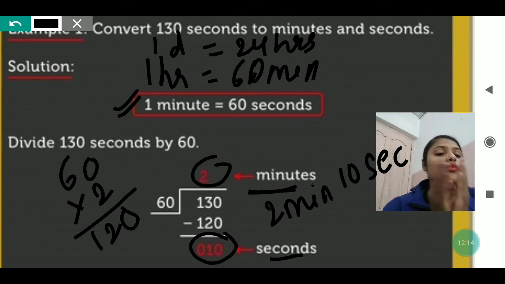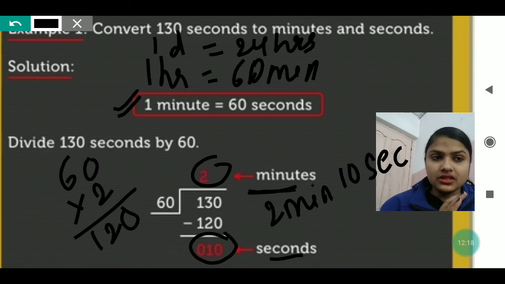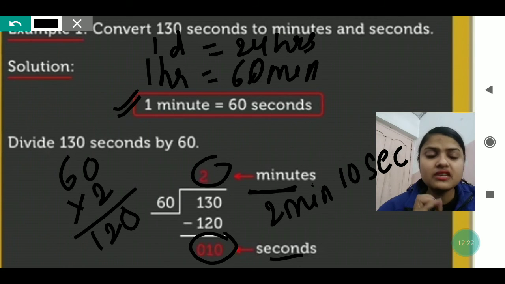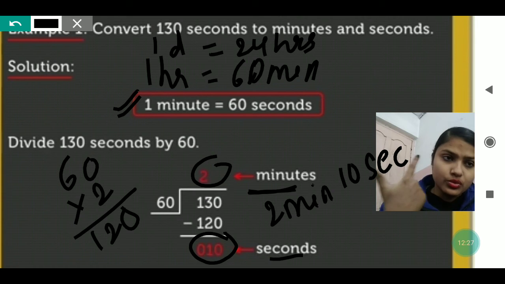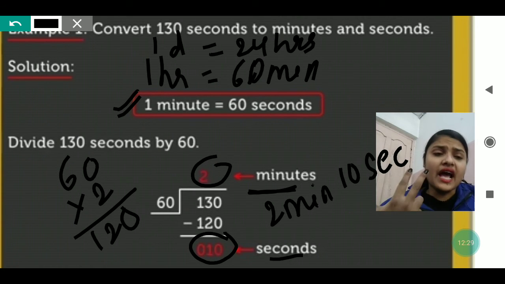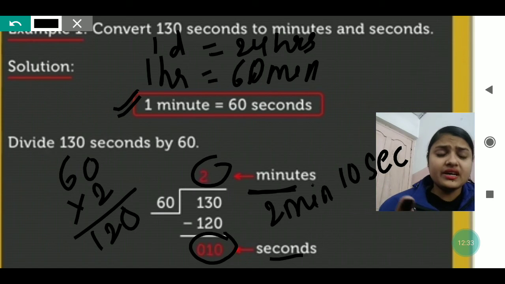We are converting the smaller units to the larger ones. When we are doing this, we divide every time. Please keep this in your mind. Either you are converting minutes to days, or minutes to hours, or seconds to minutes, in that case we always divide.